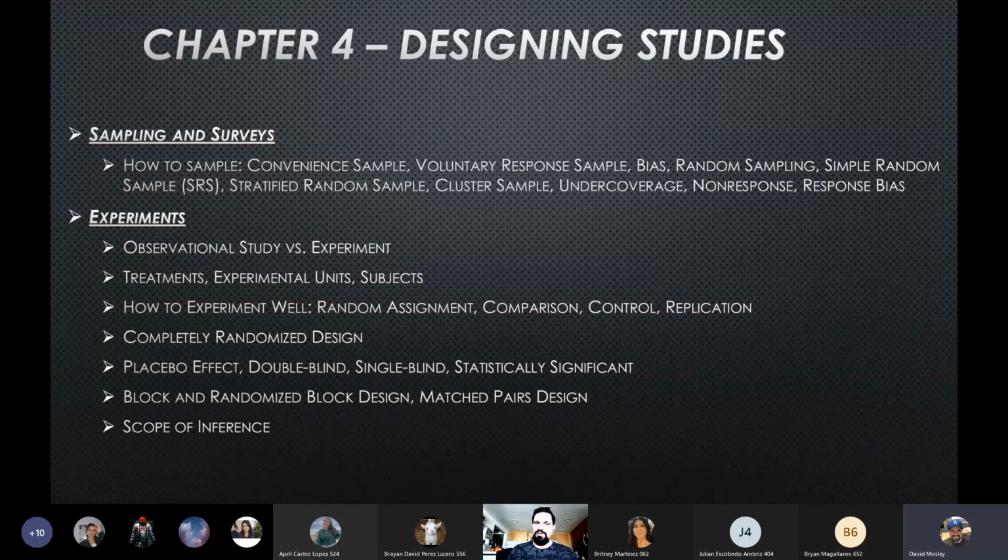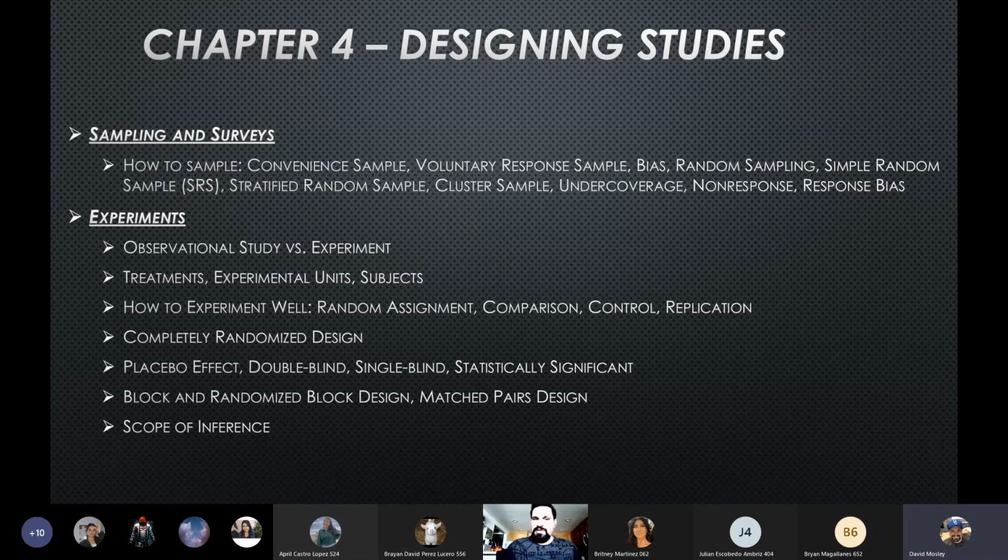When we want to use a completely randomized design, we need to be aware of the placebo effect, whether or not we want to set up a double-blind or a single-blind study, and then if the results are statistically significant, which we can now actually do the math for after chapter 9.